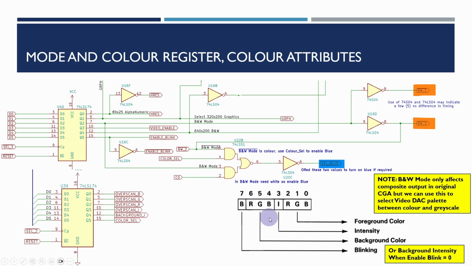And this is just reproducing the attribute byte. The background is in the top 4 bits, the foreground is in the bottom 4 bits, and depending on if blink is enabled, this bit is the intensity if blink enabled is 0, and if it's 1, that determines if we blink. And as I said, the black and white mode only affects composite output, but we will reproduce that.